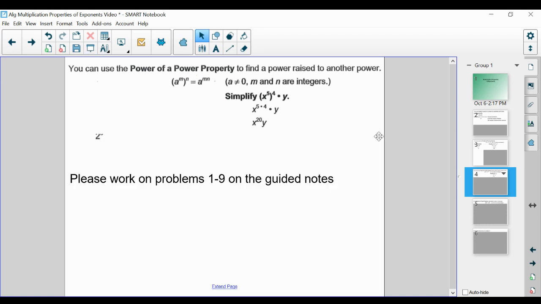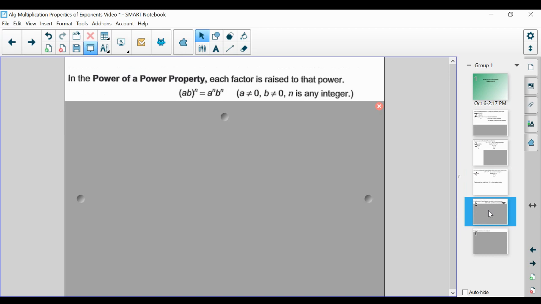Awesome job so far, folks. With this in mind, please work on problems 1 through 9 on the guided notes and resume when you're ready to move forward. If you're listening to my voice, that means that you are now on the back side of your guided notes and you want to go over the power of a product property.